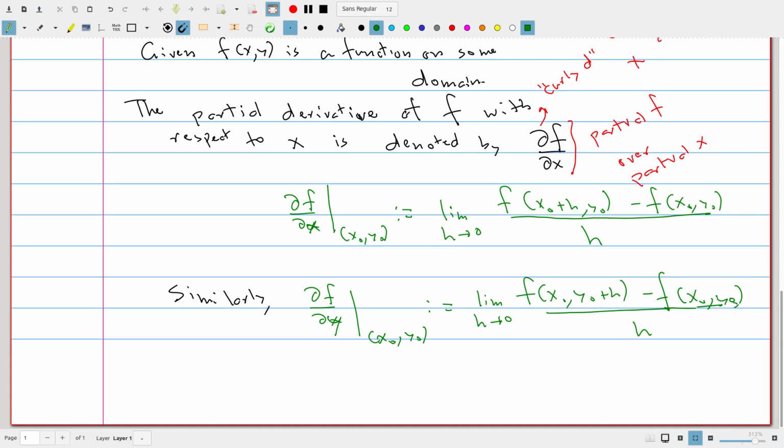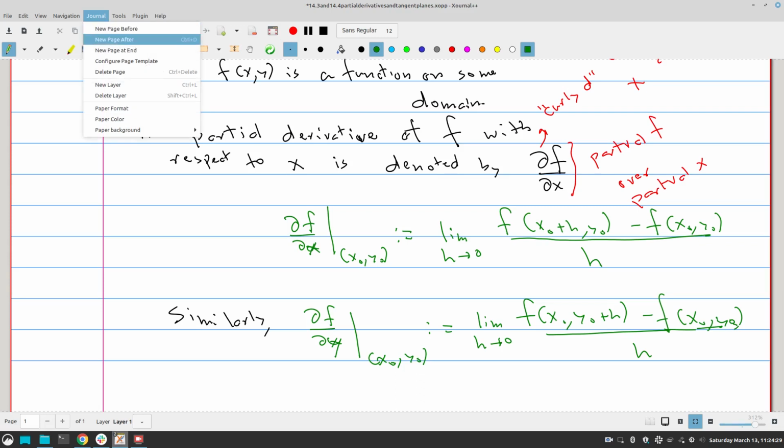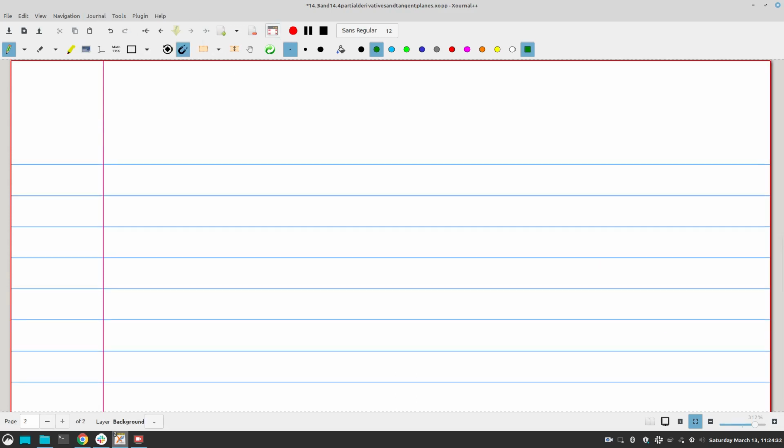Alright, so the partial derivative is just like the total derivative, except that you take the other variables to be constants. There's a plethora of notation here. For example, what you can do is write partial f over partial x in the following ways.